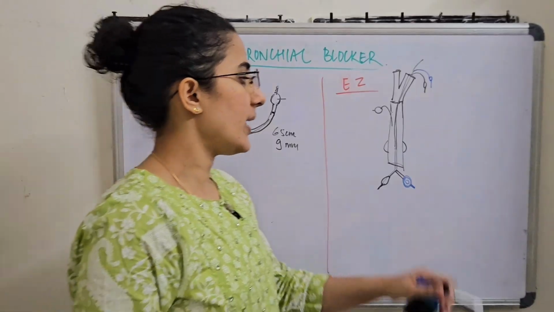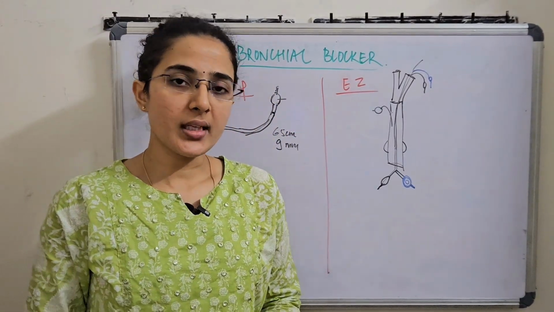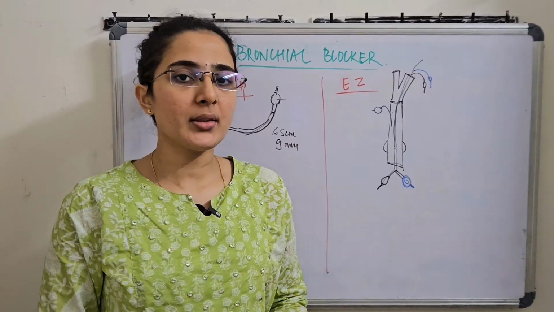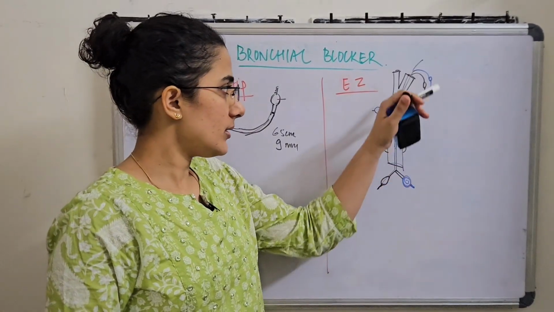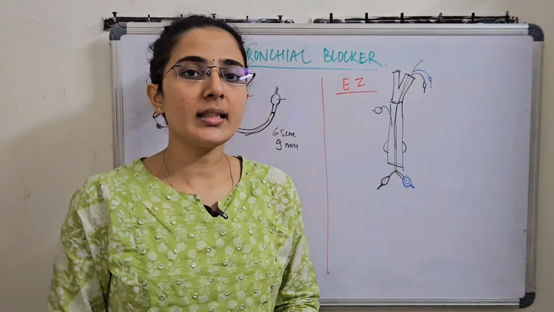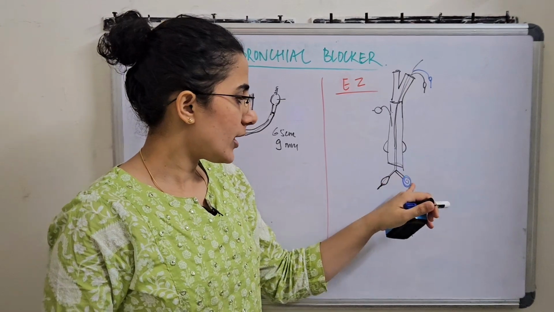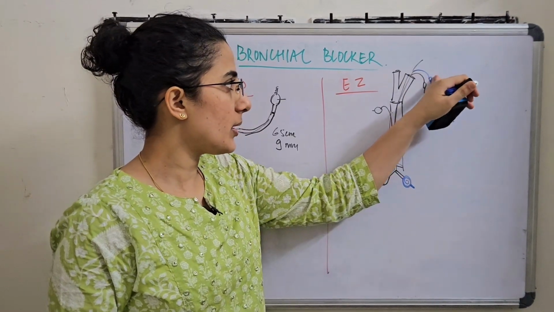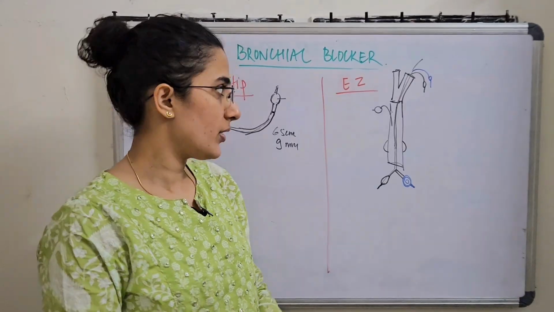Another type which we use very commonly nowadays is the EZ blocker, which is very easy to position compared to our other bronchial blockers. This is also inserted, as shown in the figure, via a single lumen endotracheal tube. Basically it has a Y shape with 2 cuffs and 2 pilot balloons, and inflation lines that are present only in the blocker itself.